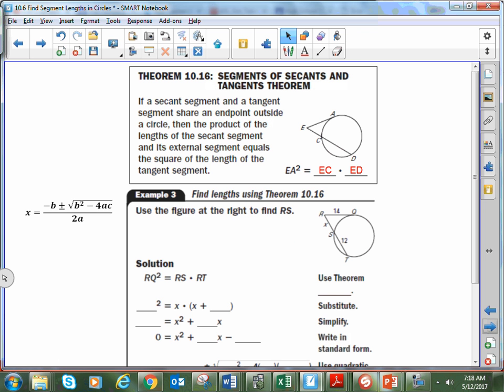Now, the last one that we're going to look at here is really, really similar to the second one that we looked at, where we take the external part and multiply it by the entire segment. Well, in this case, segment EA.